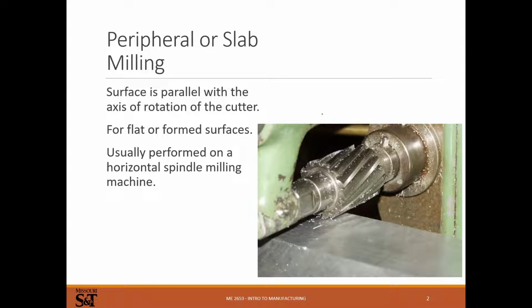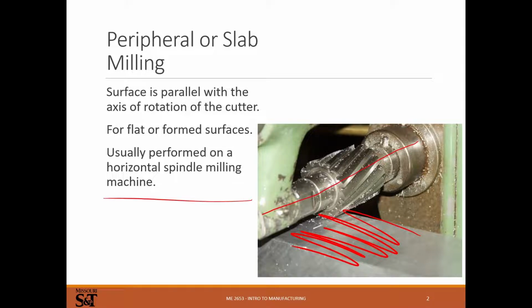Slab milling. This is when the surface is parallel with the axis of rotation. So for this horizontal mill, that's our axis of rotation, and then this is our surface. Those are parallel with each other. That's slab milling. This can also be done with an end mill by side cutting. It's usually done on a horizontal spindle milling machine, but you can certainly do it on a vertical. You can slab cut on the edges of something with a vertical mill.